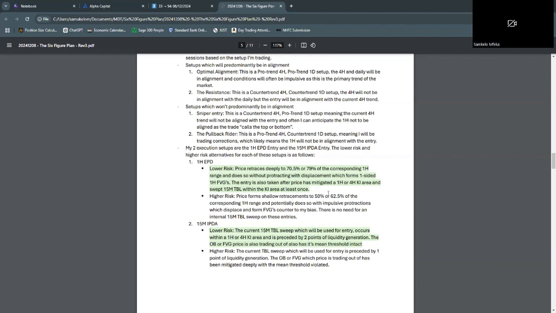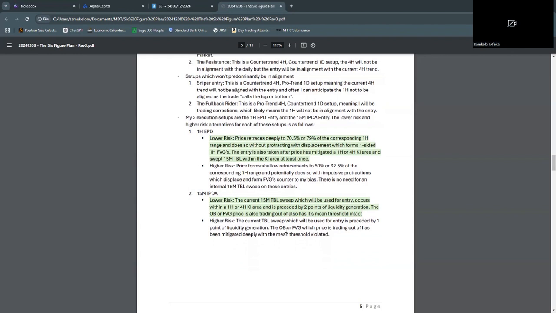So for my 1 hour EPD entries, a low risk alternative entails price retracing deeply to the 70.5 or 79% of the corresponding 1 hour range, and it doing so without protracting with displacement, which forms one-sided fair value gaps. So no one-sided fair value gaps. It can form a two-sided fair value gap, but very strict on no one-sided fair value gaps. And then the entry is also taken after price has mitigated a 1 hour, 4 hour key indicator area and swept 15-minute time-based liquidity within the key indicator area at least once. So that's where that tweak now comes in.